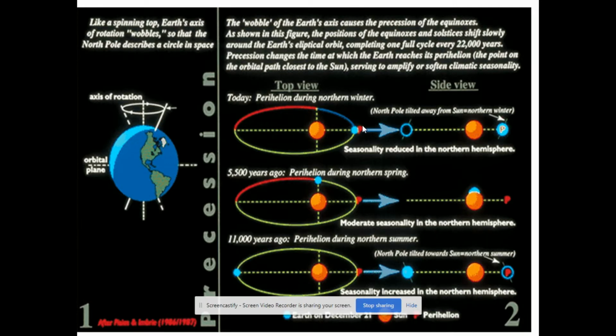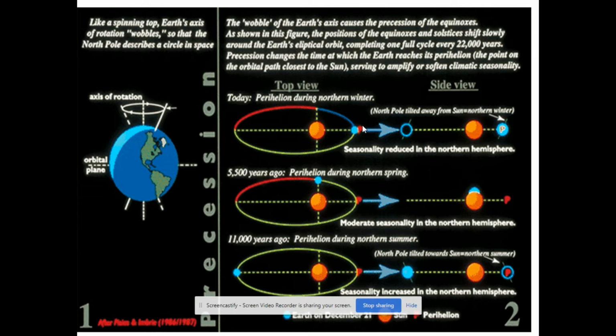Okay, like a spinning top, Earth's axis of rotation wobbles. So the North Pole describes a circle in space. That's that circle of precession. The wobble of the Earth's axis causes the precession of the equinoxes. Now, and as I'll show you later, it slides around in the orbit.